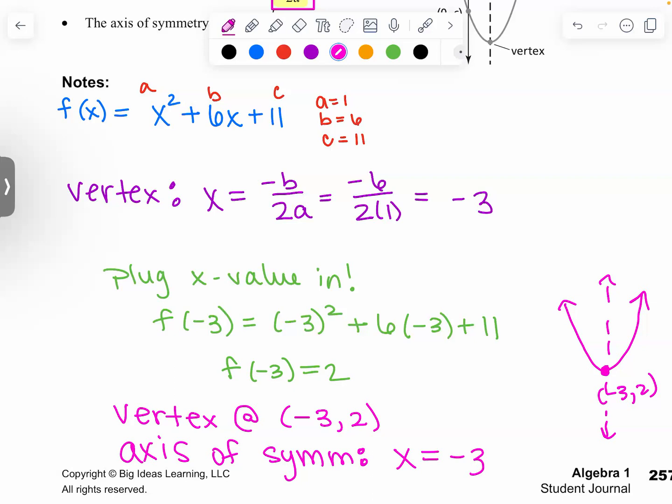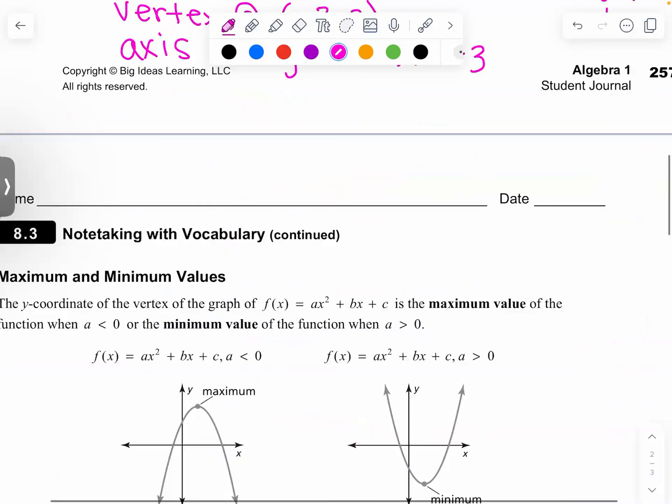Right, Connor? What? I like the directions. You like the directions? Okay.